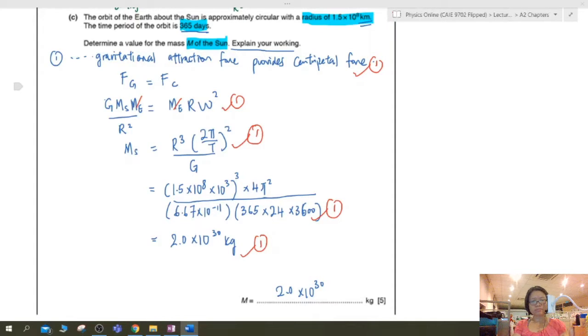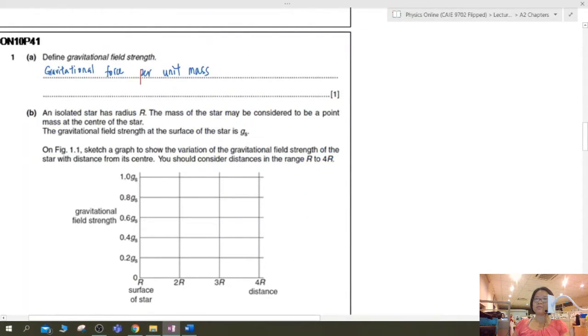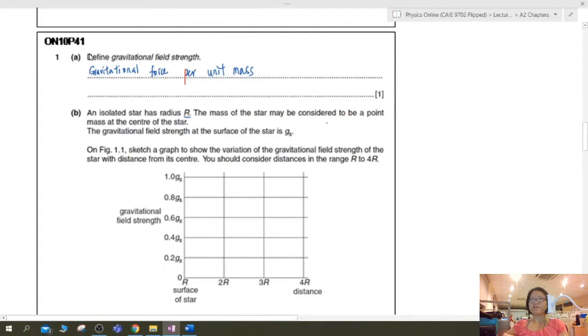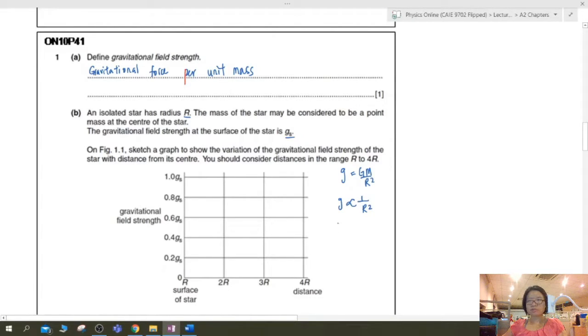Moving on, we will look at the next question. This next question will be about this ON10 paper 41. Again, define gravitational field strength. I also copy pasted from the one on top. I think this is page 31 in your notes. If it's not, you can find it.